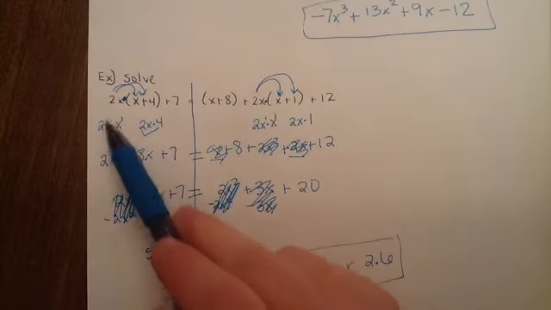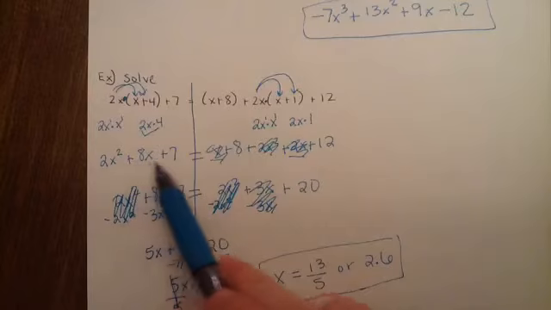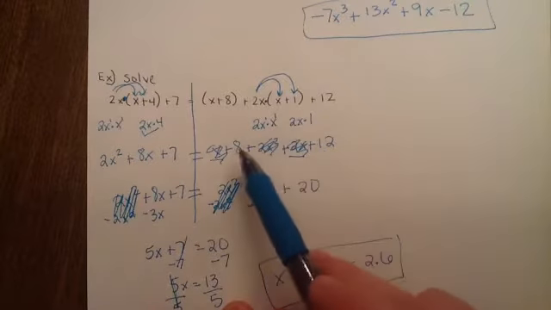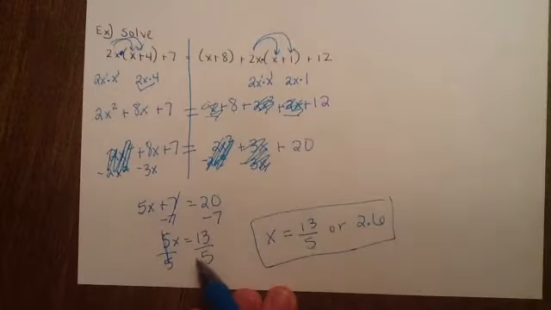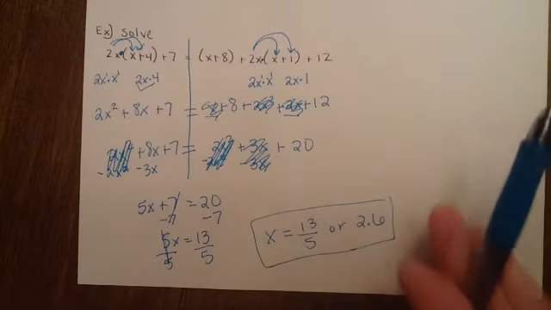So a lot of work here. Distribute. Be careful with our exponents. Combine things and start moving things over to get our x by itself. Nice job.